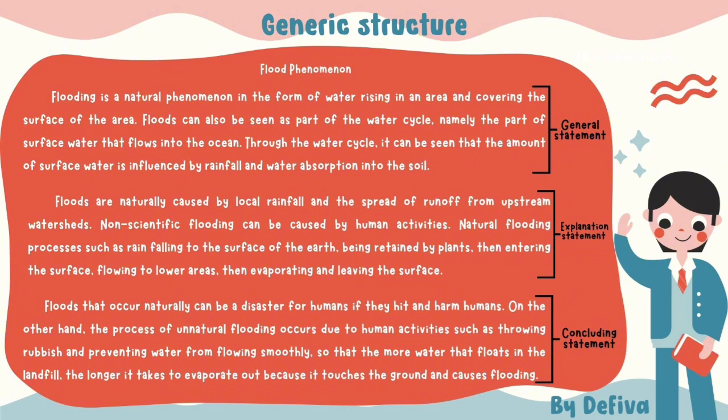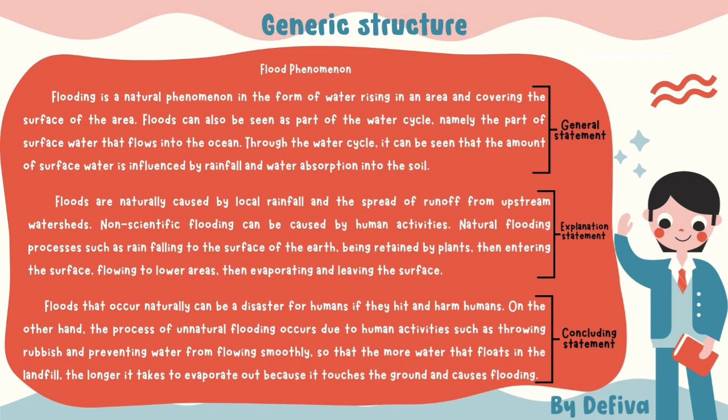Before I explain the generic structure, I will read the text first. Flood phenomenon. Flooding is a natural phenomenon in the form of water rising in an area and covering the surface of the area. Floods can also be seen as part of the water cycle, namely the part of surface water that flows into the ocean. Through the water cycle, it can be seen that the amount of surface water is influenced by rainfall and water absorption into the soil. Floods are naturally caused by local rainfall and the spread of runoff from upstream watersheds.